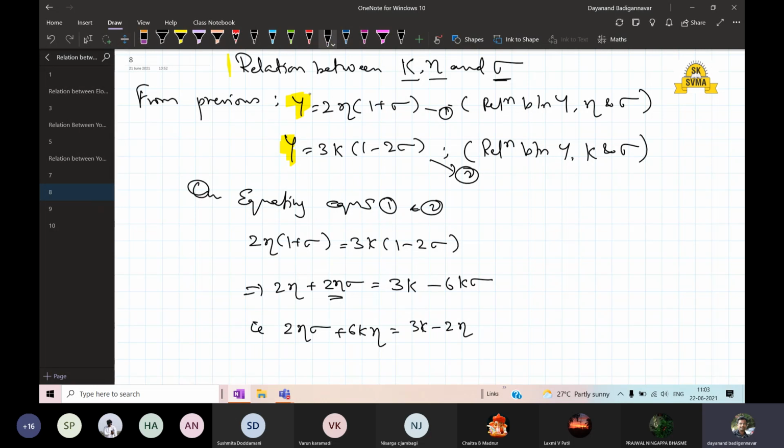Now here in this case, what happens? There is a common term. What is the common term? So this eta is, sorry, here 6k. It's not eta, it's sigma.